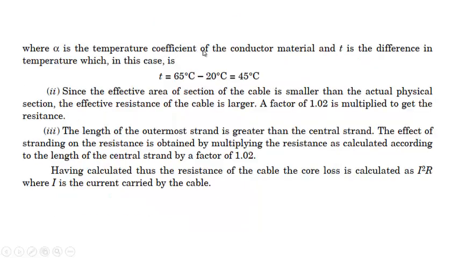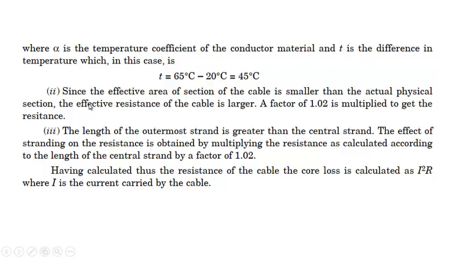So where alpha is the temperature coefficient of the conductor material and T is the difference in the temperature, which in this case is T equal to 65 minus 25, that's 45, if we have to calculate the value of the resistance of the conductor at 65 degrees centigrade.